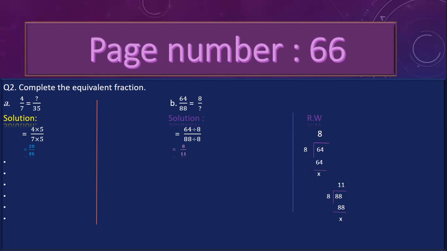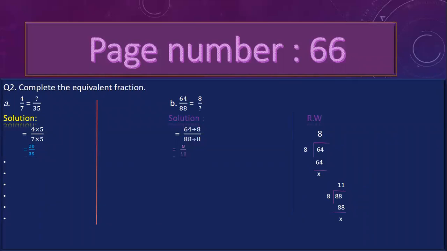35 and 7. What is the relation between 35 and 7? 7 fives are 35. So we divide 35 with 7 and we see that the quotient is 5. So we multiply 5 with 4 for the required numerator. 4 fives are 20. Now you see 20 over 35, and when you simplify 20 over 35, you get 4 over 7, which is the given fraction.